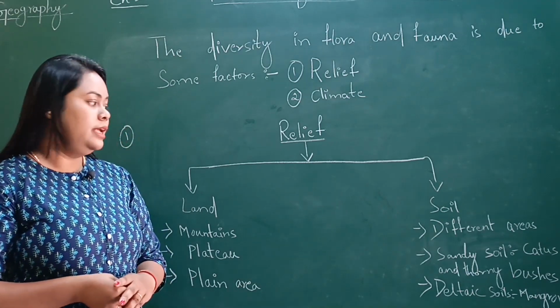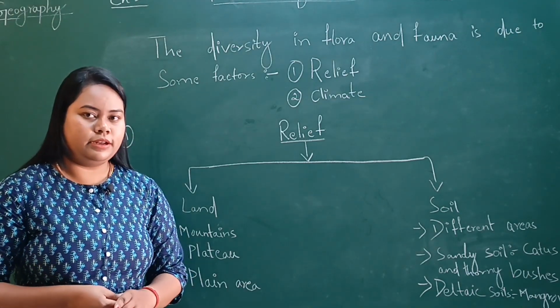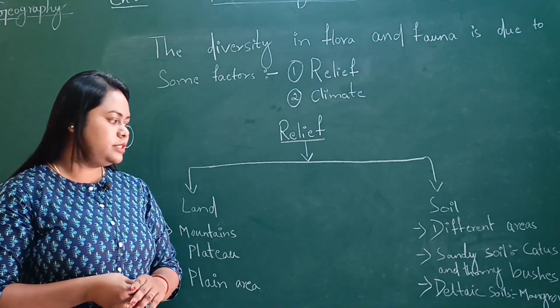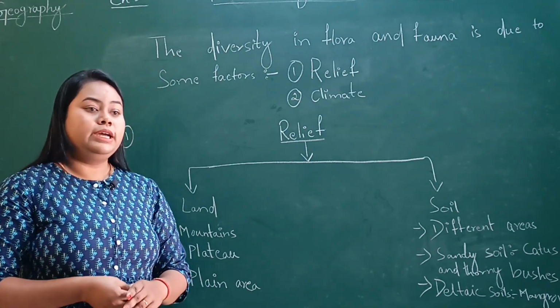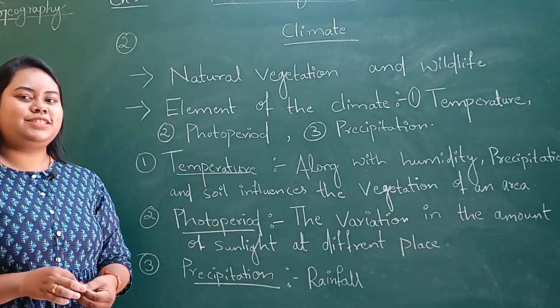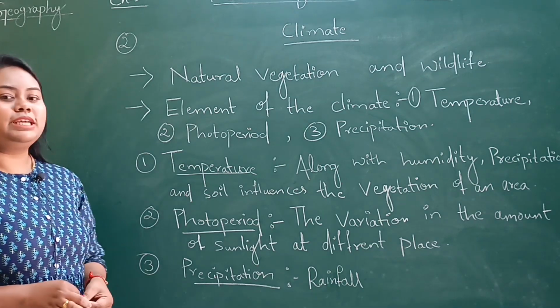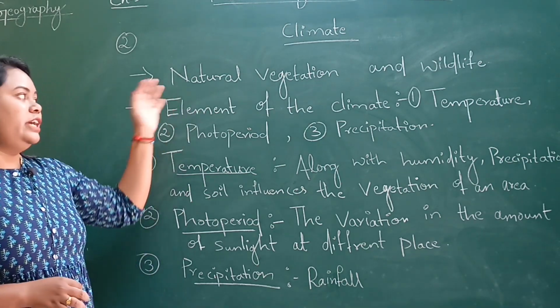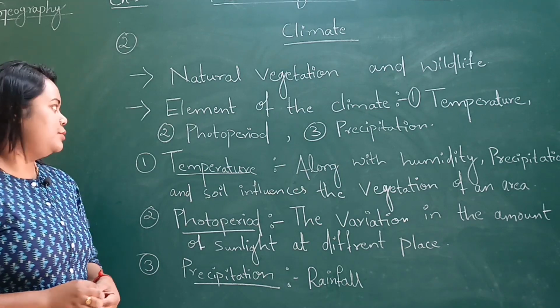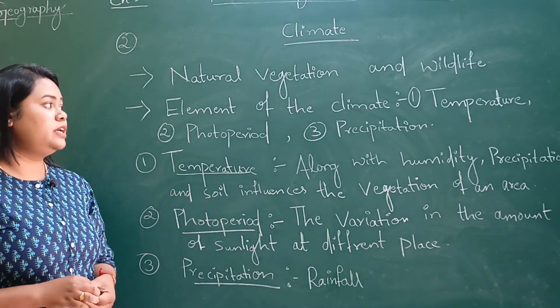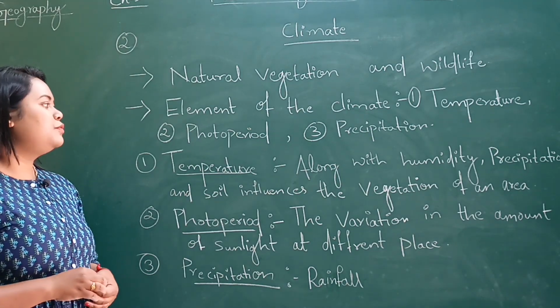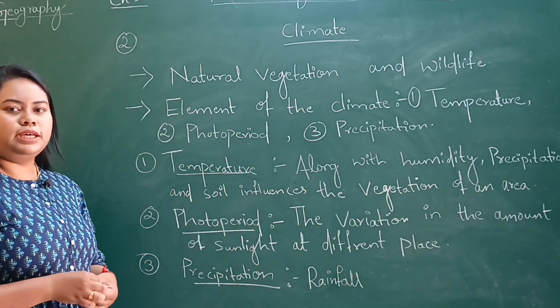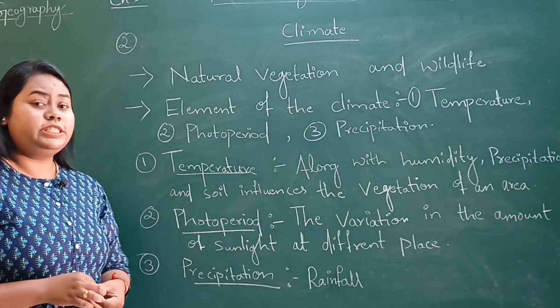Now sandy soil supports cactus and thorny bushes. And deltaic soil supports mangroves. Next is climate. Climate enhances our natural vegetation and wildlife also. The elements of climate are temperature, photoperiod, which we can say is sunlight also, and precipitation.